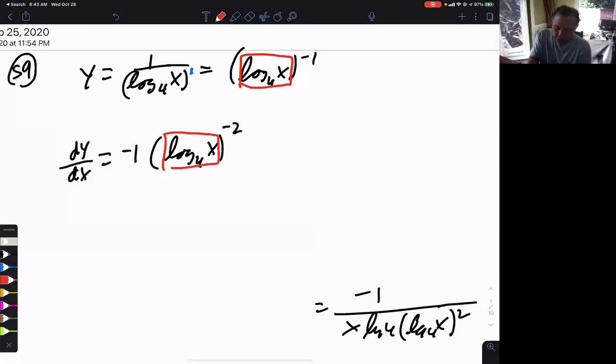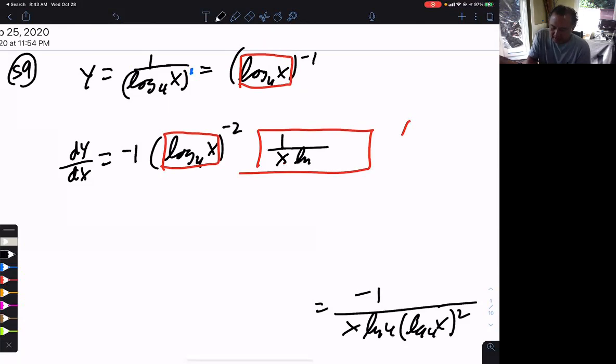So we need the derivative of box. Well, what's the derivative of that? Well, it's 1 over x ln of the base. That's the rule you have for that derivative.